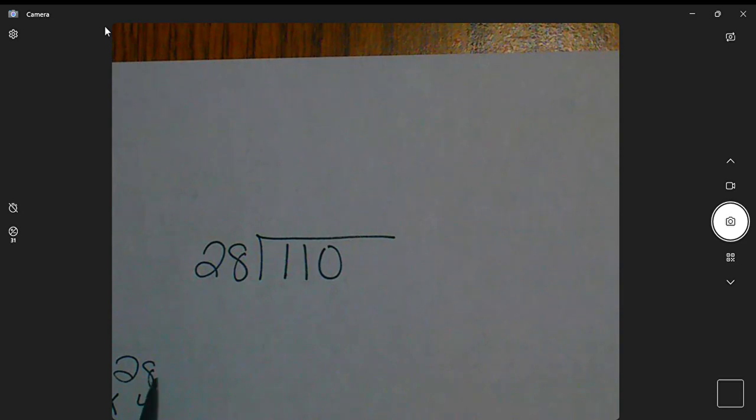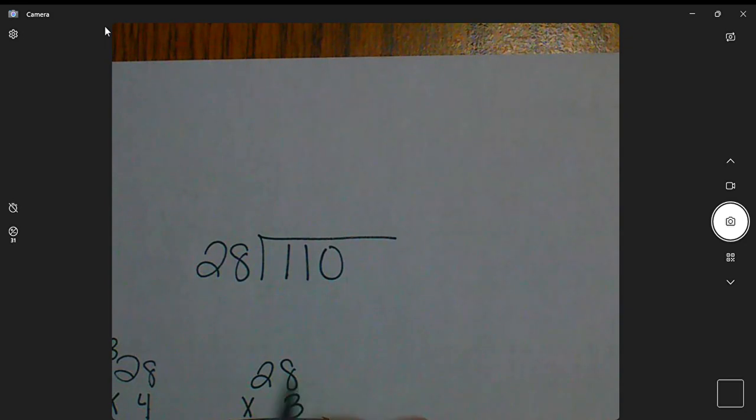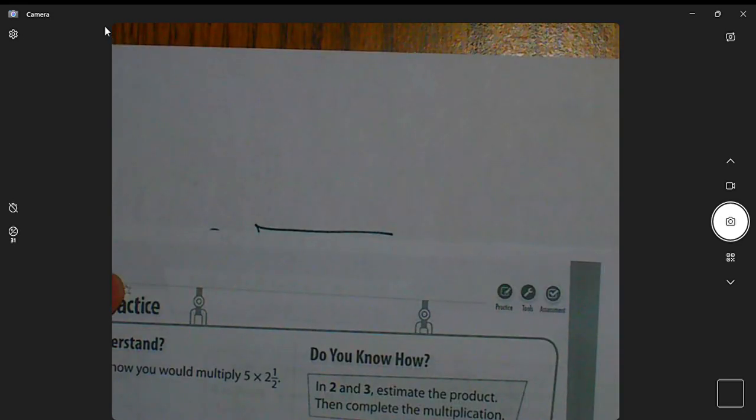So 4 times 8 is 32, so I put my 2, carry the 3. 4 times 2 is? Yeah, it's 8. 8 plus 3 is 11. Is that too much? Yeah. So I got to work backward one more time. 28 times 3. 8 times 3 is 24. Carry the 2. That gives me 8 because 3 times 2 is 6, plus 2 is 8. So I know that it can go 3 times.